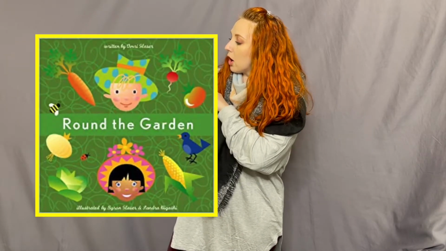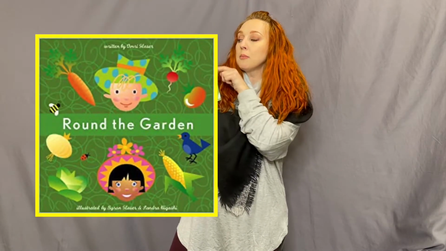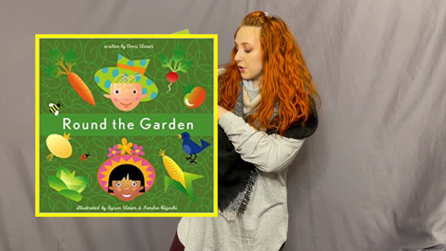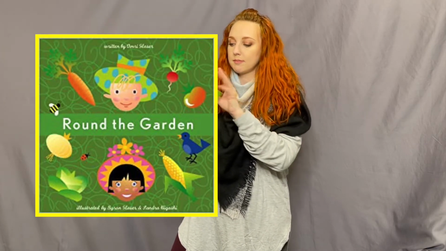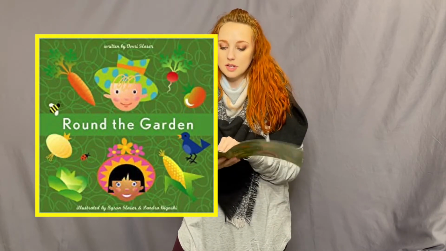It's called Round the Garden, and it's written by Omri Glasser, and it's illustrated by Brian Glasser and Chandra Higashi. They used a computer to make the pictures.